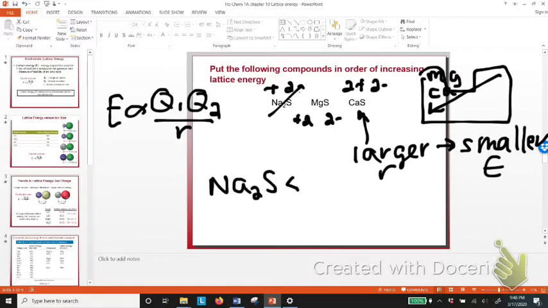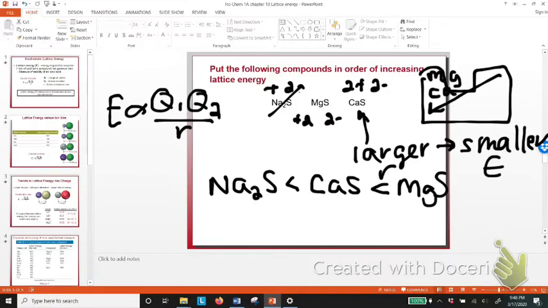Then, because it has the +1 and the -2 charge, it has the lowest charge. Then it will be calcium sulfide, because it has the larger radius. And then it will be magnesium sulfide. Okay, so that's what you need to do conceptually for lattice energy, is understand when ionic compounds have strong bonds, when they have weak bonds.